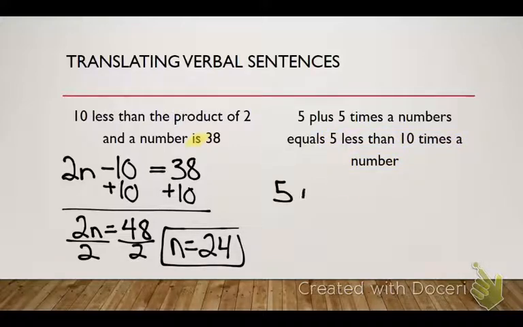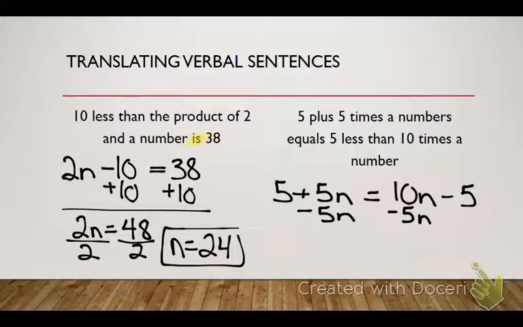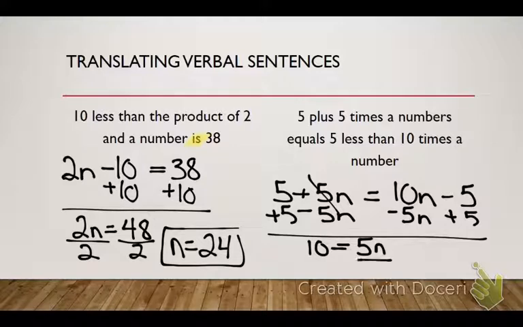5 plus 5 times a number equals 10 times a number minus 5 because it's 5 less than. Okay, so now I subtract 5n from both sides and I move it to the right. So what am I going to do with negative 5? Subtract it. I'm going to add it to the other side, right? Okay, so that cancels. 10 equals 5n and n equals 2.